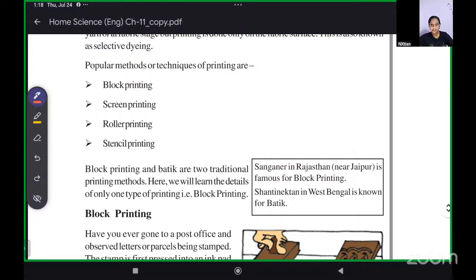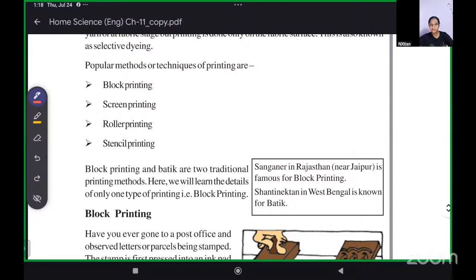Explain printing in detail. Explain block printing in detail, because you have it in your syllabus. But screen printing, roller printing, stencil printing, write two lines. Or if you are able to write 3 lines. Block printing you can explain in 4 to 5 lines. Printing you can explain in 4 to 5 lines. Then block printing 4 to 5 lines. Screen printing, roller and stencil 2 lines.